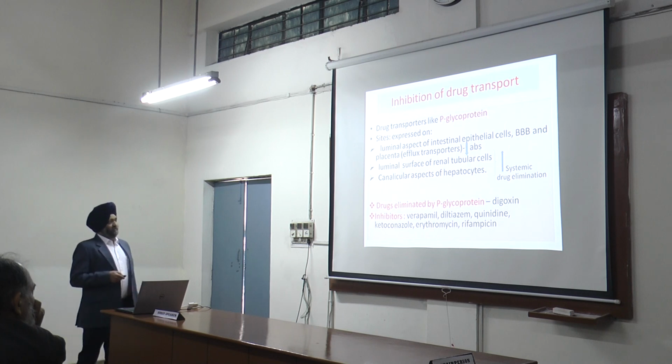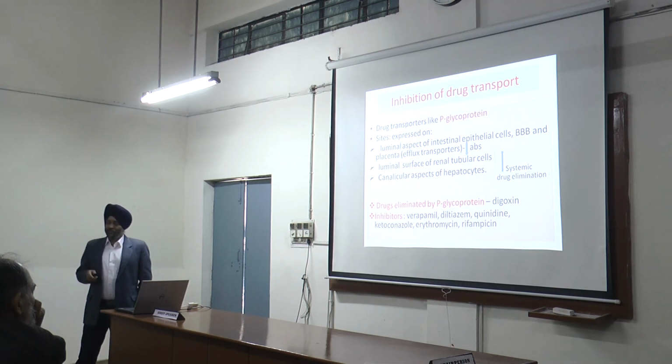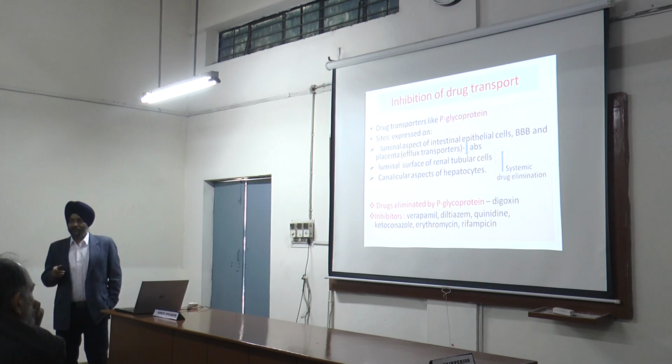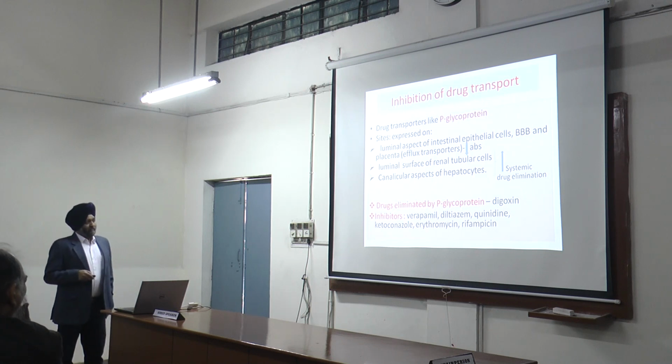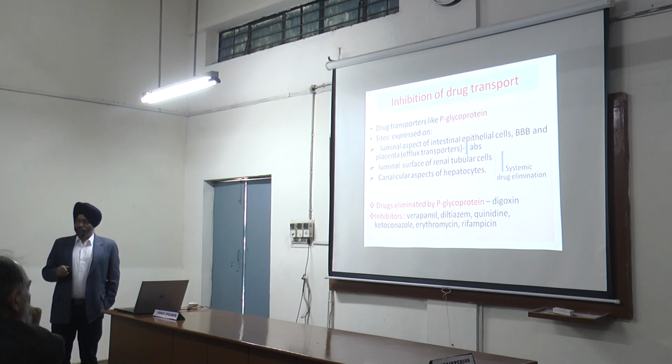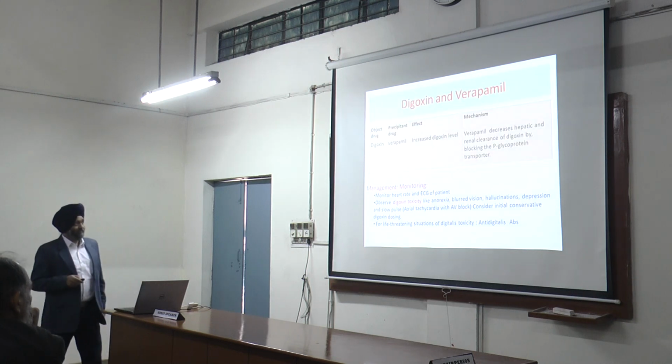Some drugs, like digoxin, are eliminated by P-glycoprotein. As we all know, digoxin has a narrow therapeutic window. So whenever another drug is given that inhibits this P-glycoprotein, there is a possibility of drug interaction. Let's see an example here.